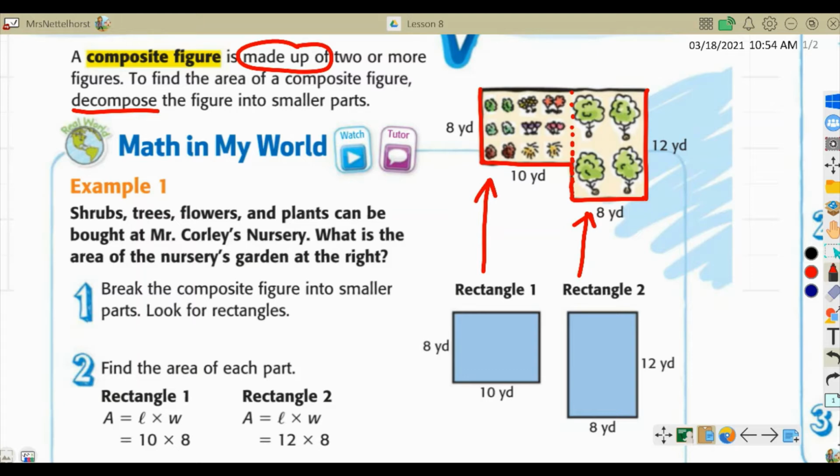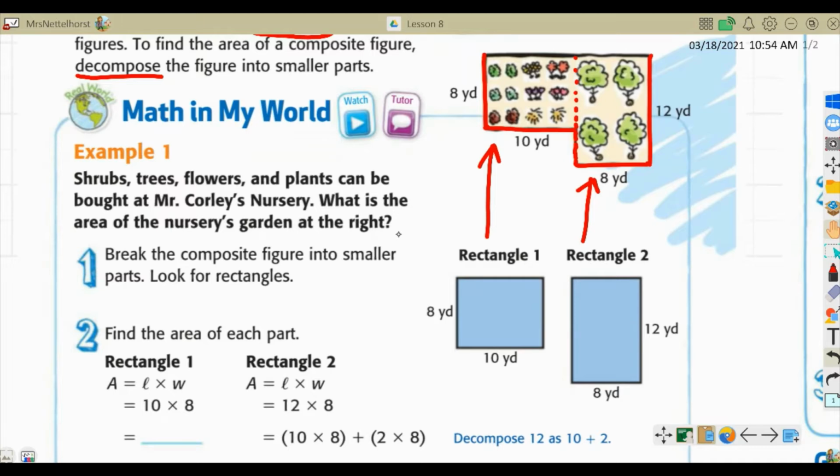Now we're going to find the area of each part. Now, there's more than one way that you can break this apart. I'm going to talk about that in just a little bit, and it's something you'll have to do for independent practice, so pay close attention.